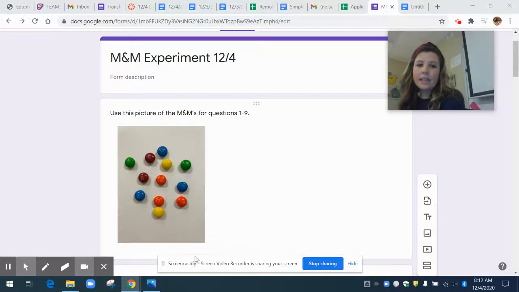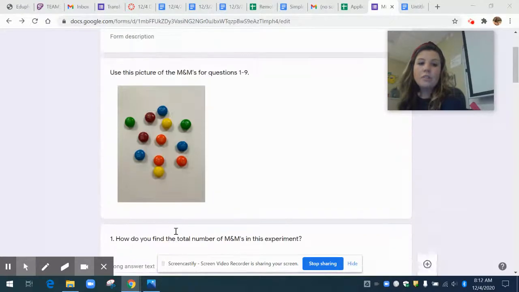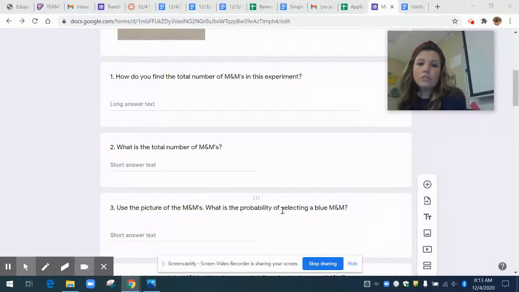Hi guys, today this is the activity you're going to be doing. It's probability with M&Ms. So this is the picture that you're going to use for questions 1 through 9. To do this, as an example, you'll figure out how many total M&Ms there are, and then you'll answer these questions. So it says, using the picture, what's the probability of selecting a blue M&M?